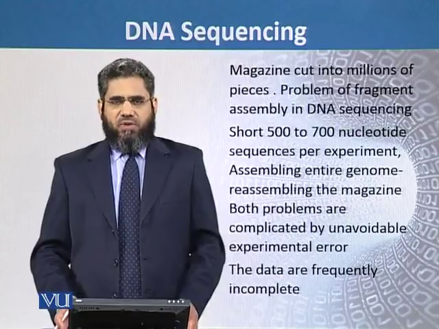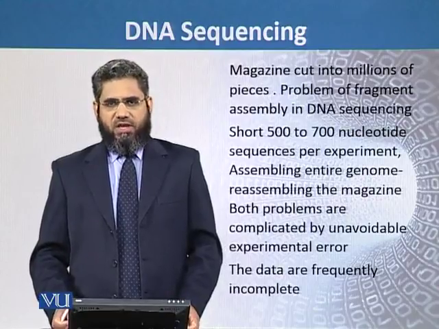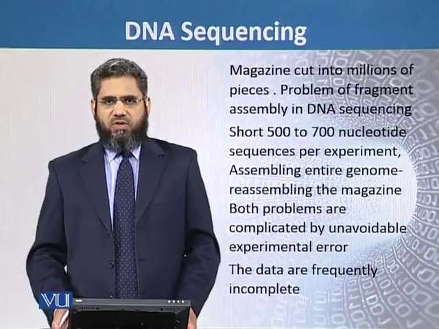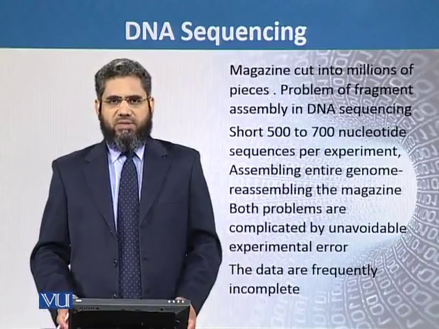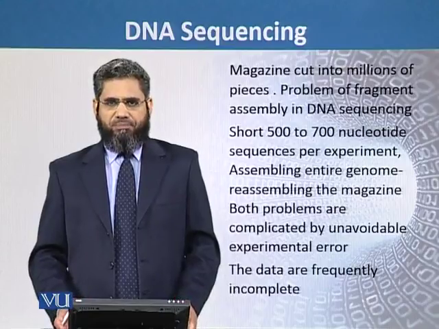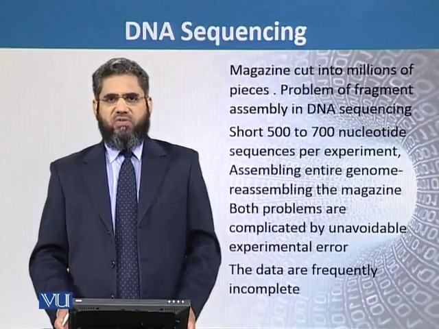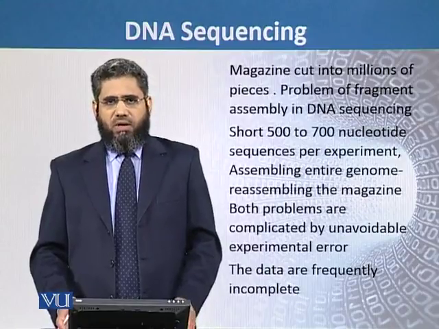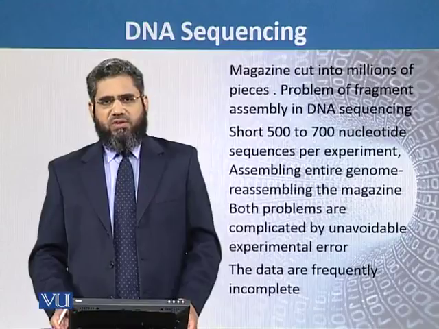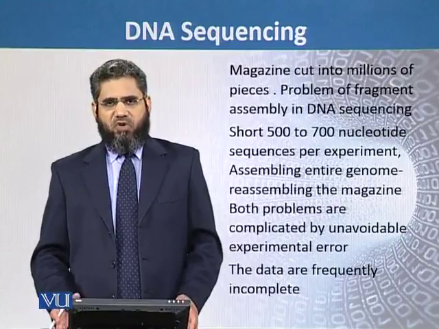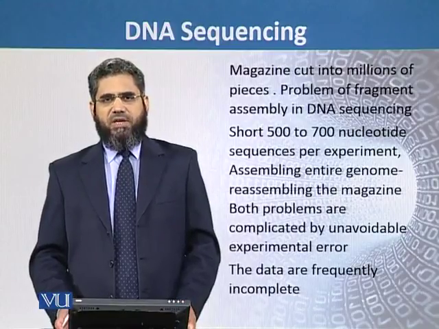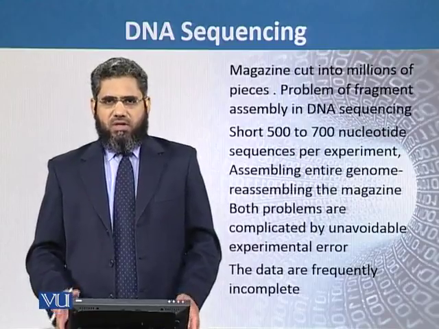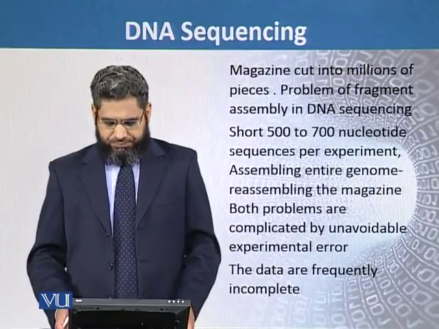Most of the earlier DNA sequencing techniques could only read 500 to 700 nucleotides in one experiment. It means that we can read only 500 to 700 nucleotides at one time. And we can assume that this one fragment of 500 to 700 nucleotides can be compared with one of the pieces that we made from the magazine.